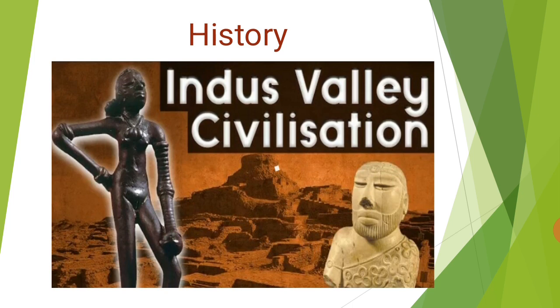The earliest civilizations came up in Mesopotamia, Egypt, the Indus Valley and China. They all came up in river valleys, hence all these are called River Valley civilizations. Children, let us go to the detailed study of the Indus Valley civilization.